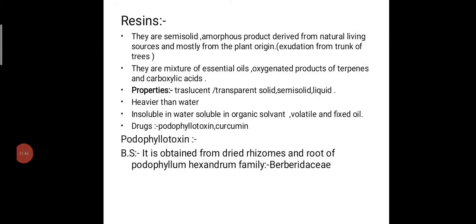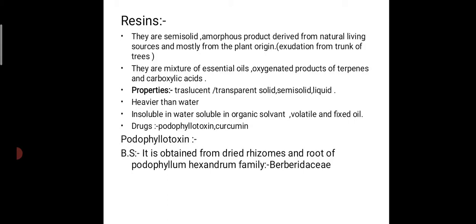If you look at plants, there is an extruded product that forms, which we can see on the trunk region of the plants. In Marathi we call it dinka. Okay, so dinka is called resin. It is the extrusion from the trunk of a tree. It shows semi-solid, solid and liquid nature.